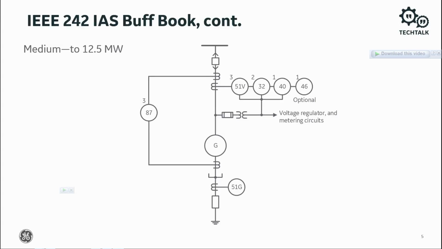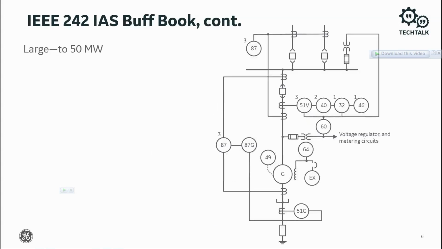One is recommended, but with modern microprocessor relays, 2 elements are easy to apply and provide an alarm as well as tripping. Add a 46 negative sequence overcurrent for protection against unbalanced conditions, and you can include a 51G for ground time overcurrent protection on this impedance or resistance grounded generator.